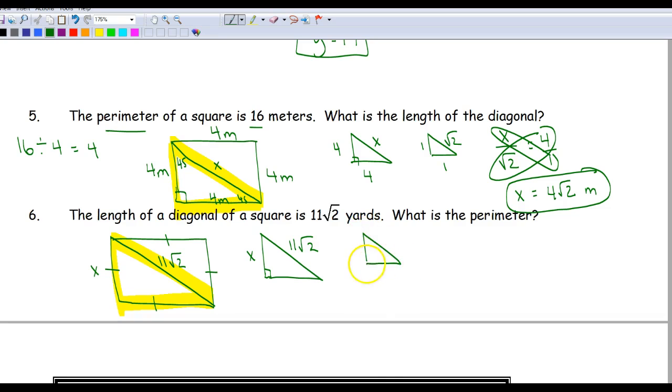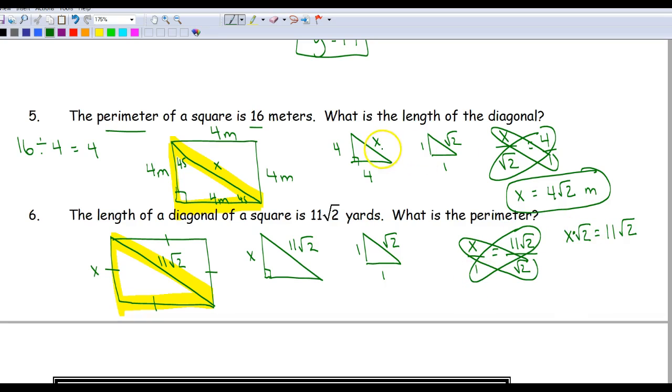Again, because it's a square, we know it makes a 45, 45, 90. So we can draw our triangle with the 1, 1, root 2 off to the side. From here we're going to set up a proportion. x matches up with 1 and 11 root 2 matches up with root 2. And we're going to cross multiply. So you get x root 2 equals 1 times 11 root 2, which is just 11 root 2.